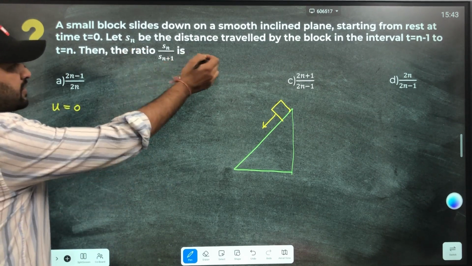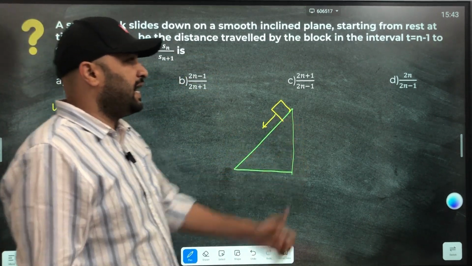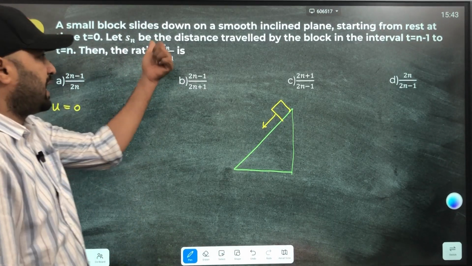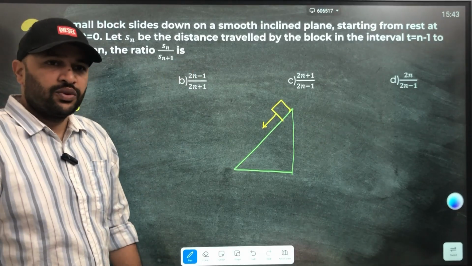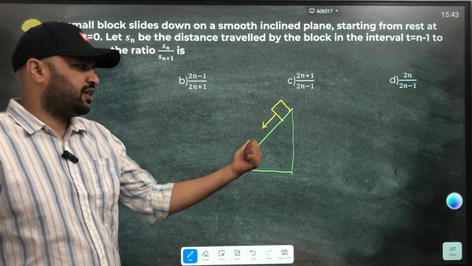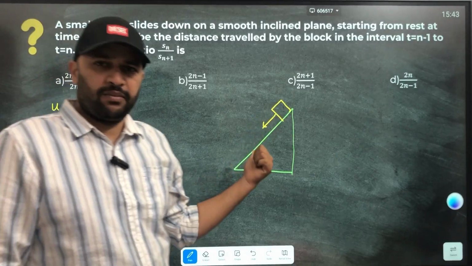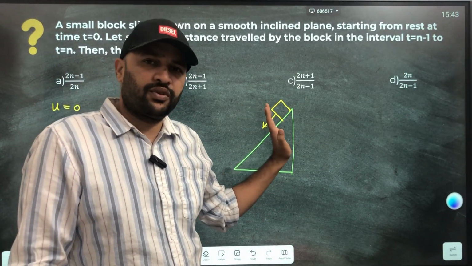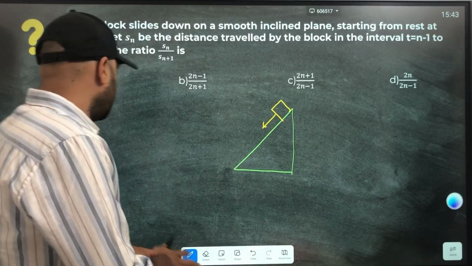Let Sn be the distance traveled by the block in the interval Tn minus 1 to Tn. Then the ratio of distance traveled Sn and Sn plus 1, right? So what we will do here is, we already know the acceleration due to gravity in case of an inclined plane, that we have done in laws of motion, but now we will not make use of that. We can solve it using simple kinematics equations.